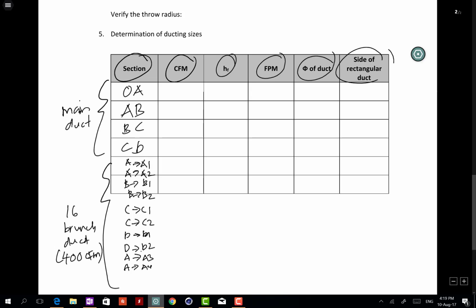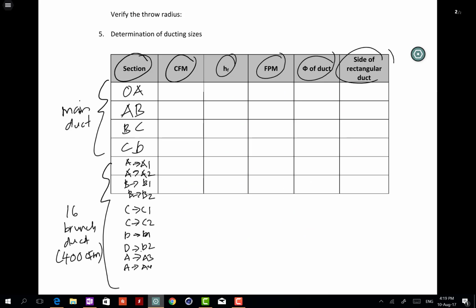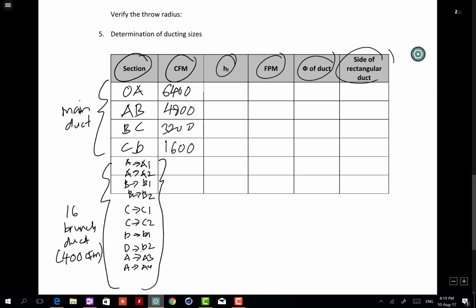Right, so the main duct we have only 4 sections: OA, AB, BC, CD. So the CFM here goes from 6400 and then reduces to 4800, and then reduces to 3200, and then the last one is 1600. But all of the branch ducting, we have 16, have the same CFM, which is 400 CFM.